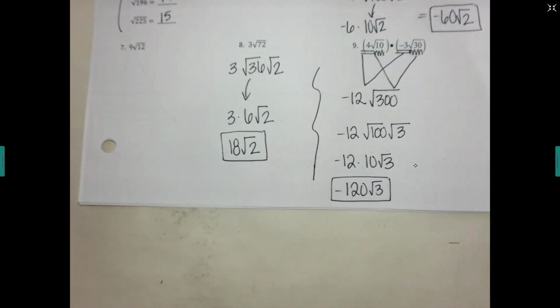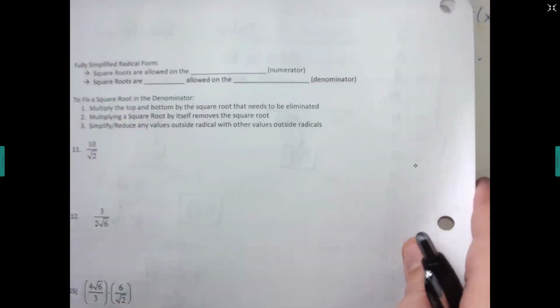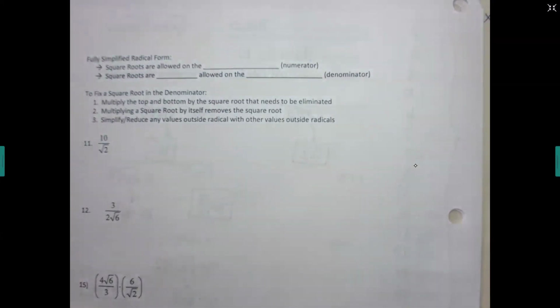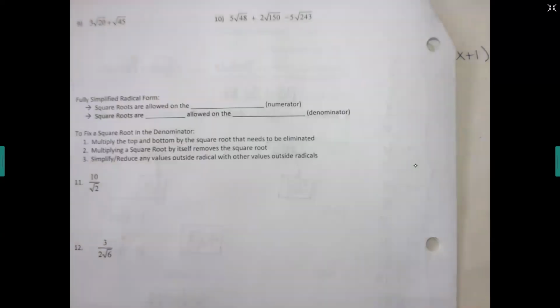Now, for multiplication, the square roots do not have to match for you to multiply them. For example, here, I had a square root 10 and a square root 30, and I was able to multiply those together as usual. However, on the next page, you're going to see some addition. You can only add or subtract like terms. So if you'll write that up at the top, please.